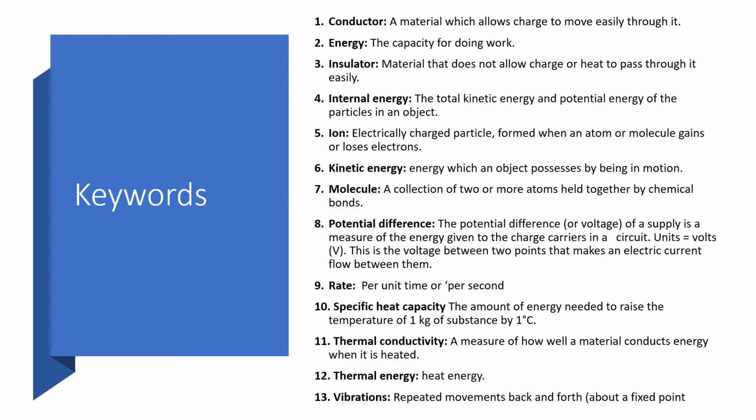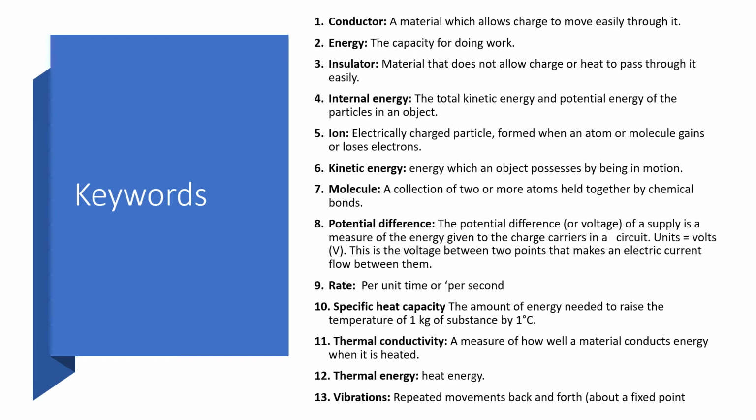Ion. Ion is an electrically charged particle formed when an atom or molecule gains or loses electrons. 6. Kinetic energy. It is the energy which an object possesses by being in motion. For example, when a cycle is moving or a car is moving, it has kinetic energy. Molecule. A molecule is a collection of two or more atoms held together by chemical bonds.